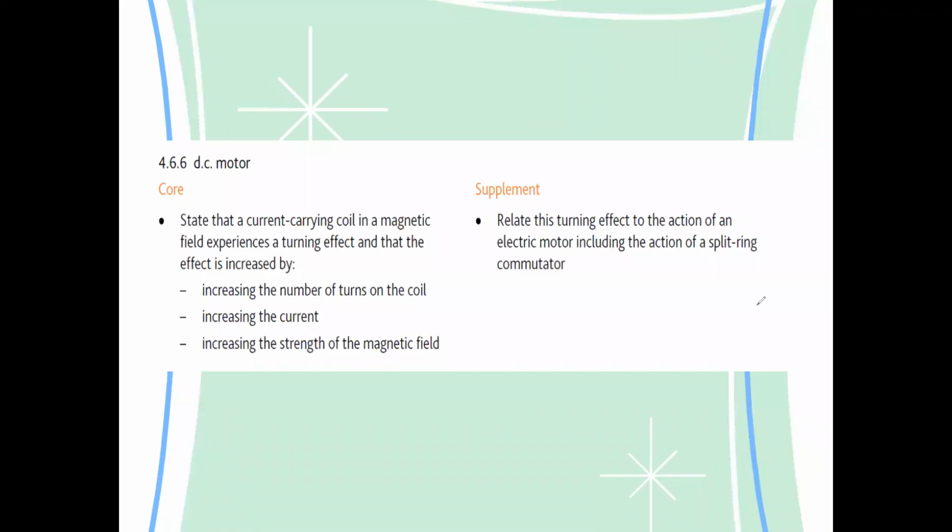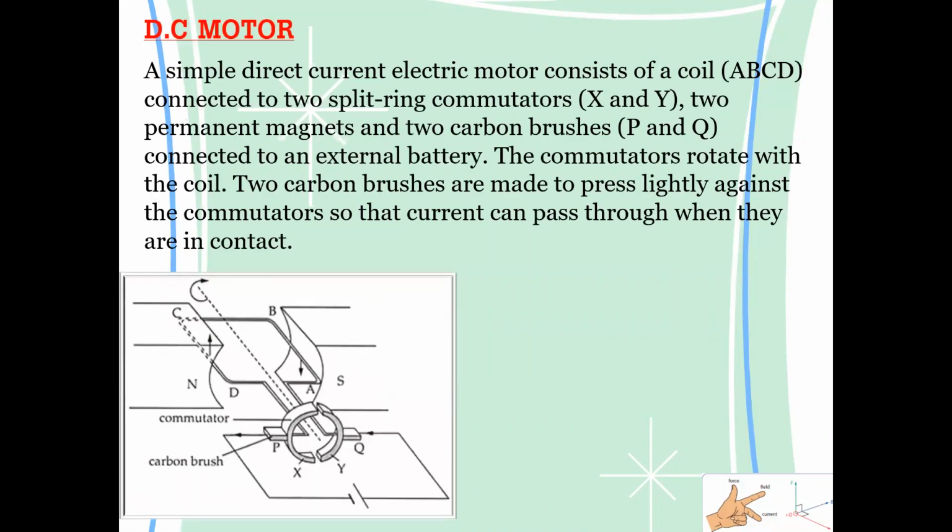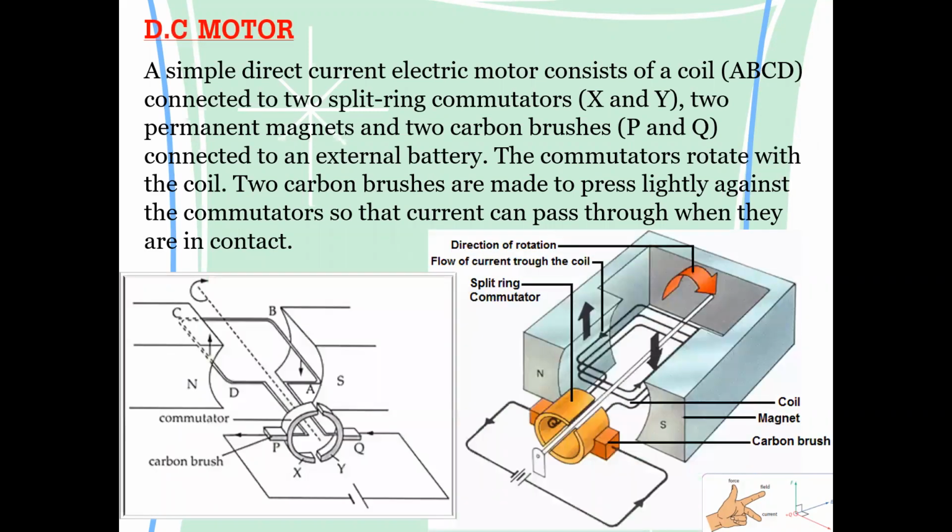So a DC motor is a device which converts electrical energy to kinetic energy. So what is the concept, how does it work? The basic idea is that, for example, this is how a DC motor looks.